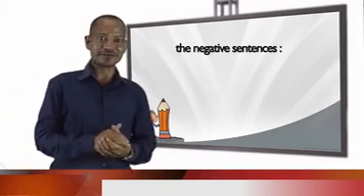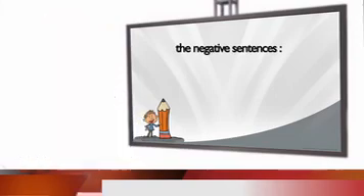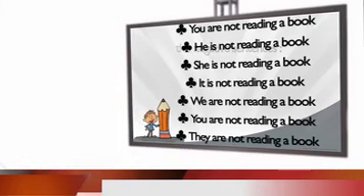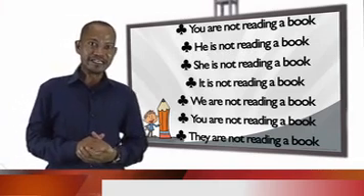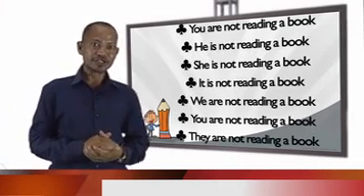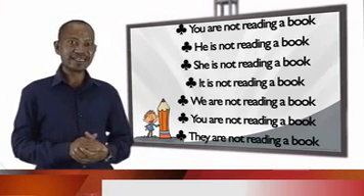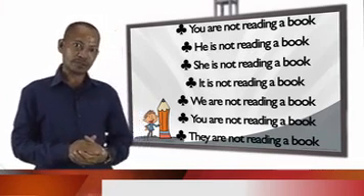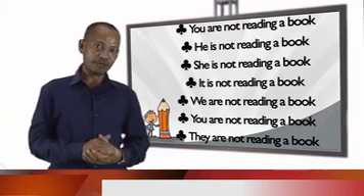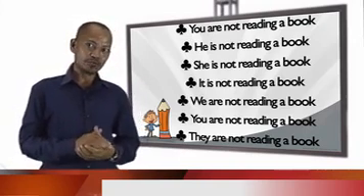So in full, aside from the first negative sentence, I am not reading a book, the negative sentences for the rest of the subjects are: you are not reading a book, he is not reading a book, she is not reading a book, it is not reading a book, we are not reading a book, you are not reading a book, they are not reading a book.